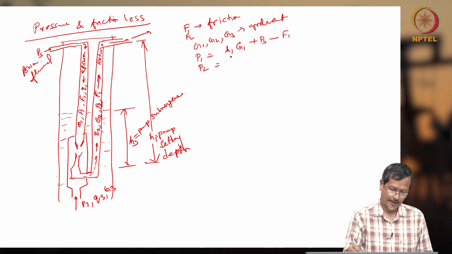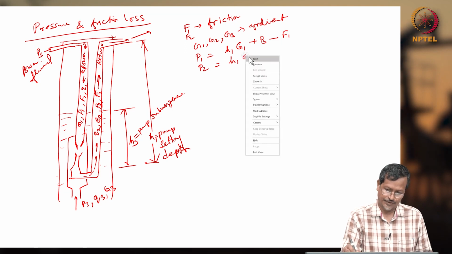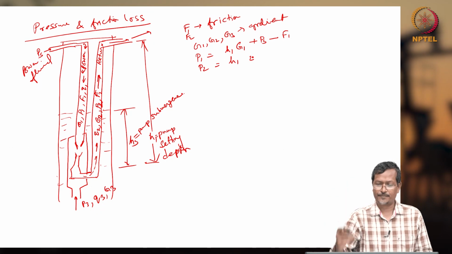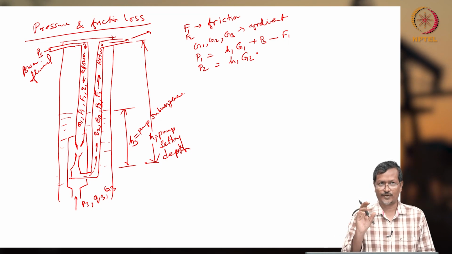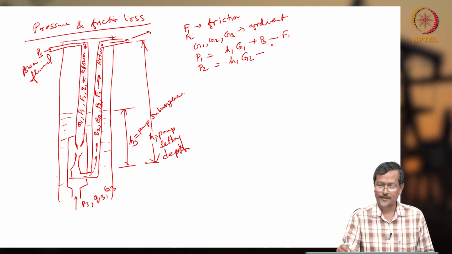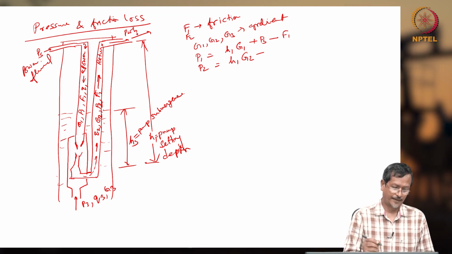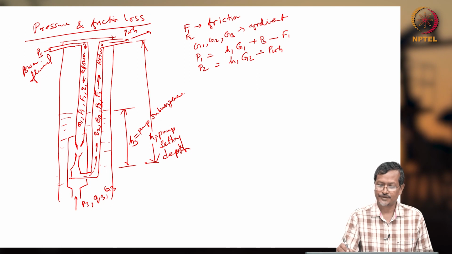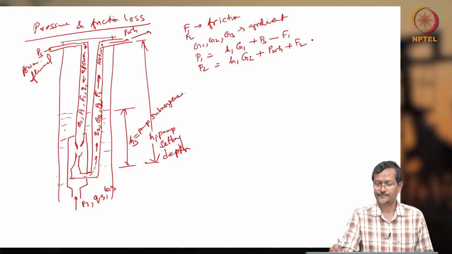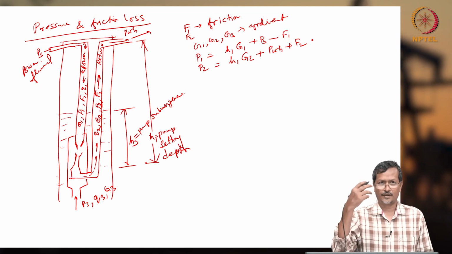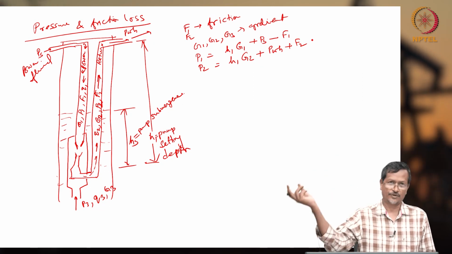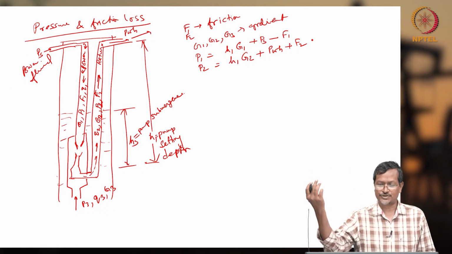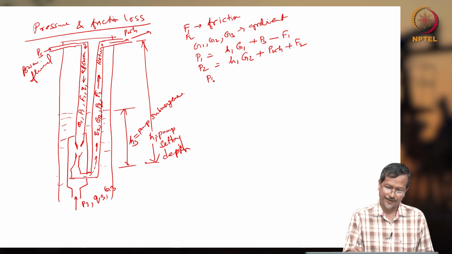P2 equals H1 G2, same height, fluid will be lifted up, so the G2 gradient is changed. Why is the gradient changed? Initially you pump power fluid, now power fluid is mixed with your wellbore fluid, so the average gradient will be different from G1. Again the wellhead pressure will be different: P2 equals wellhead pressure plus friction. Why plus? Because fluid is going outward, and you have to work against that friction when the pump is delivering. So delivering means you have to overcome the wellhead pressure, lift the fluid, and also cross the friction.